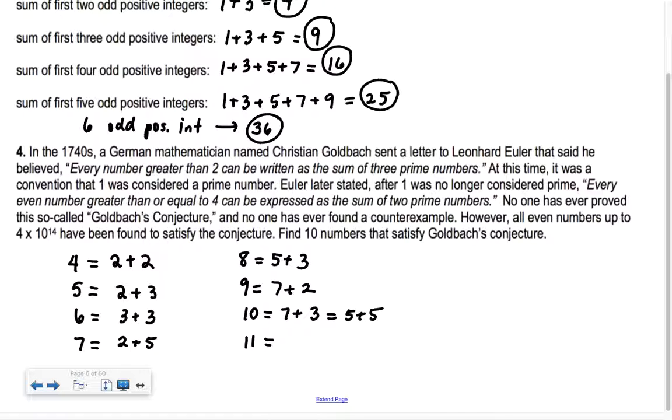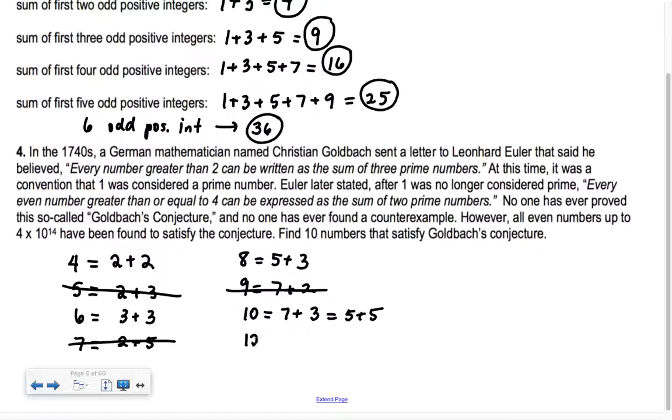What about 11? It's hard at first, isn't it? It's like, wait a second, what else? Can't be 2 and 9. Can't be 3 and 8, right? Why am I doing this? You should have stopped me. Every even number. I started with, so yeah, I can't do odd numbers, can I? The conjecture says even. Did 11 stop us in that? Okay, so let's do not that one, or that one.